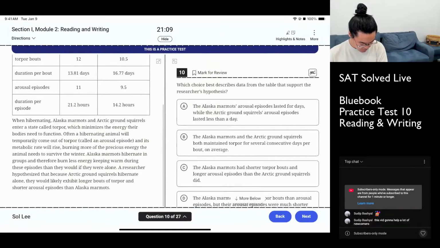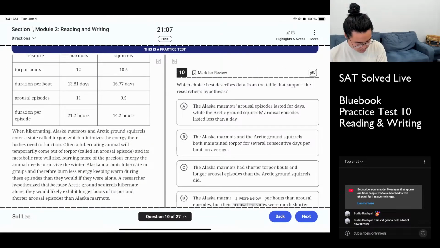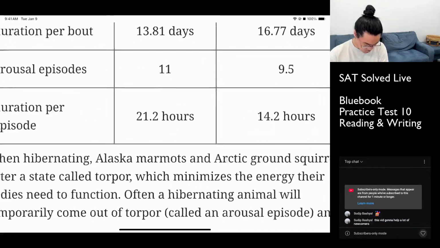Let's move on. So the marmots and squirrels go into torpor, and then sometimes they come out of torpor, which costs energy. Marmots hibernate in groups and therefore burn less energy during arousal. So if you burn less energy, that means you can last longer. If you can last longer, then you can do 21 hours. That makes sense.